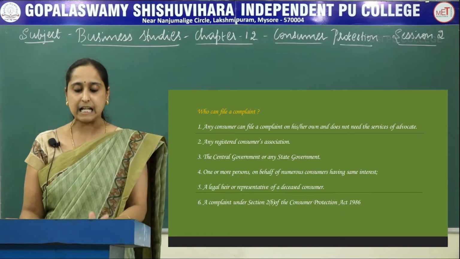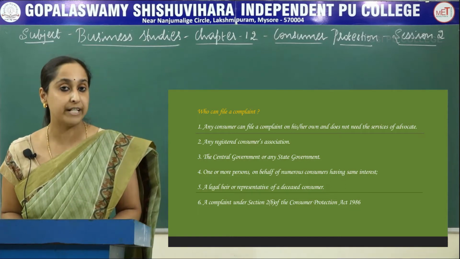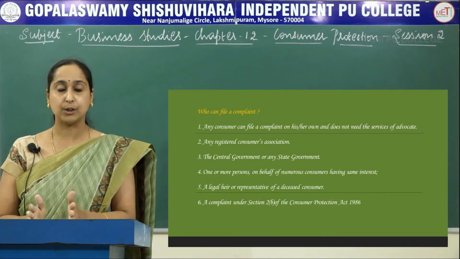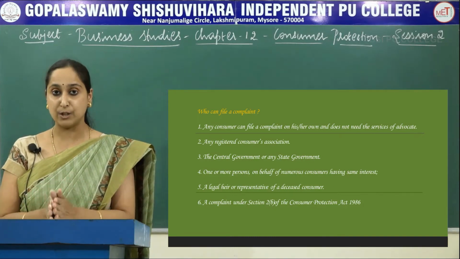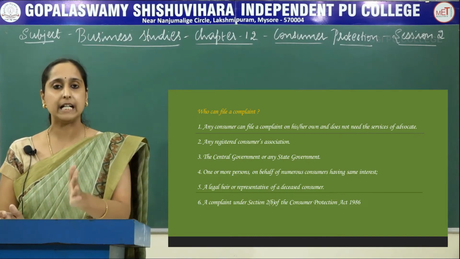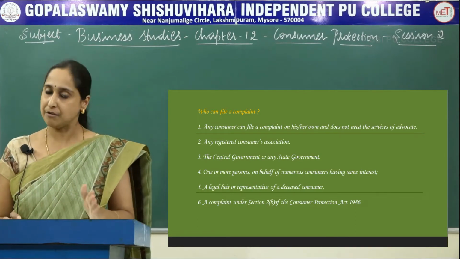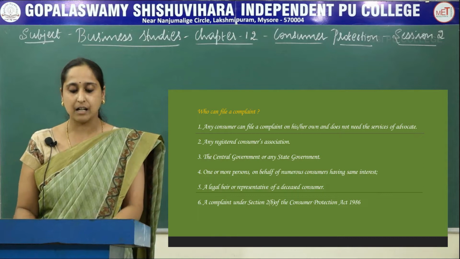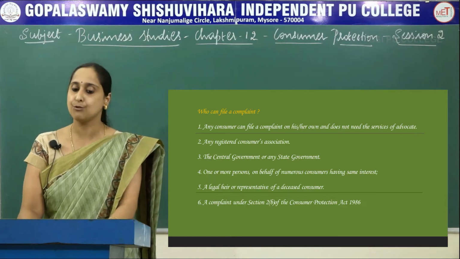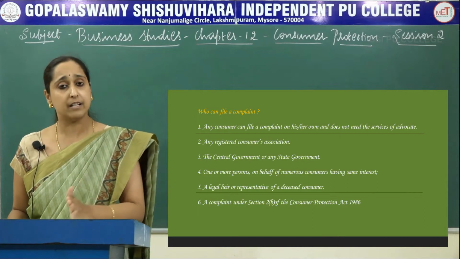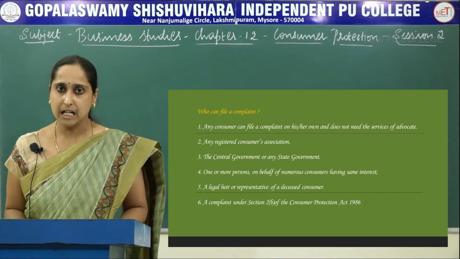Next is a legal heir or a representative of a deceased consumer. Suppose yadaru ondu product inda tumbane mosa agogi yatadu consumer du death agogidre, a legal representative athwa heir yar irtaro avaru kuda complaint na file maadabodu. Next is a complaint under Section 2B of the Consumer Protection Act 1986. So under this act also we can file a complaint.